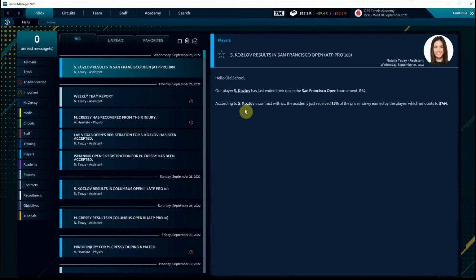He had a relatively early loss in the San Francisco Open, was going up a level to a 100-level tournament for him, so not shocking that he's not going to be as effective there. We'll see what we can do with Maxime at the 125-level event that he's playing this week.